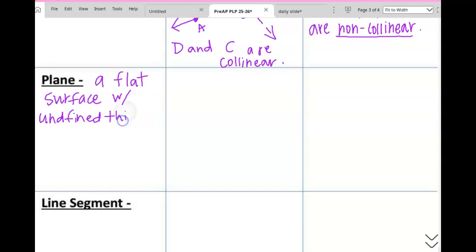So this is when we get into, is the earth flat or not? Oh, I forgot to E. Undefined thickness. Okay, but it continues in all directions.